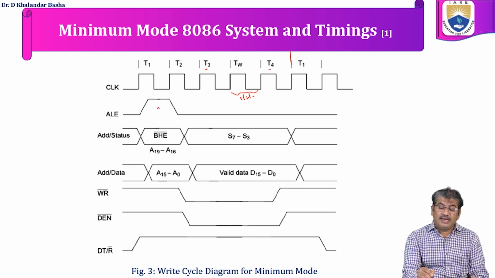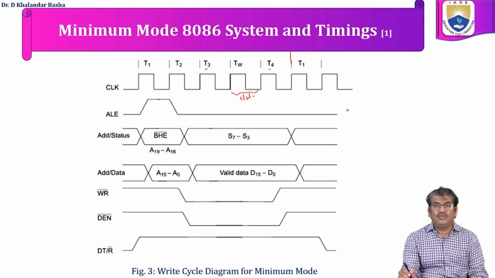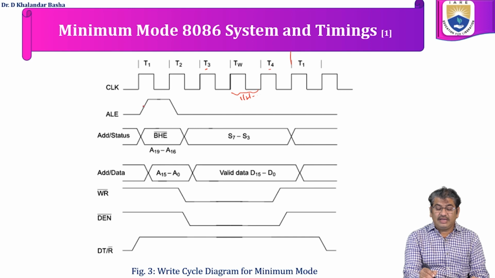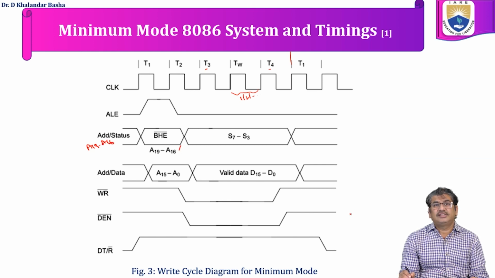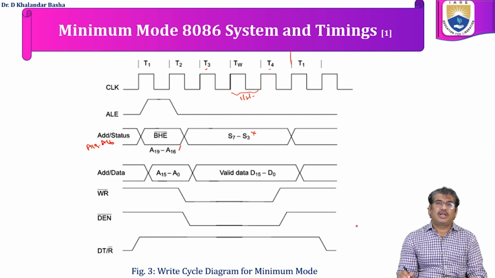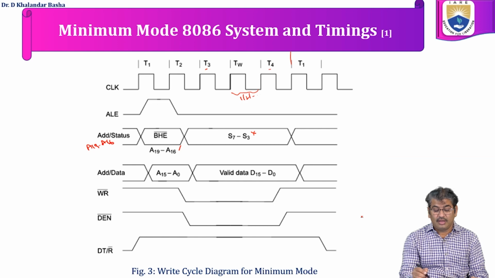During T1, the ALE signal will be 1. From T2 to T4, the ALE signal will go to 0. When ALE signal is 1, that is during T1 time, the address and status lines on A19 to A16 will be placed with the address information, that is A16 to A19. Once the ALE signal goes to 0, that is from T2 to T4, this signal will hold the status information. However, this status information is not required in the minimum mode.